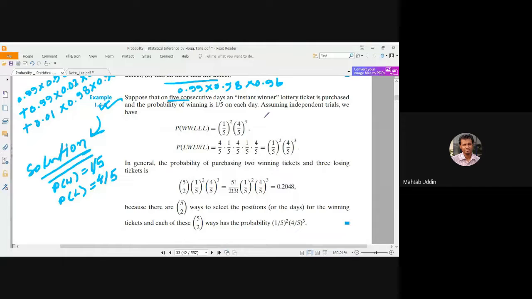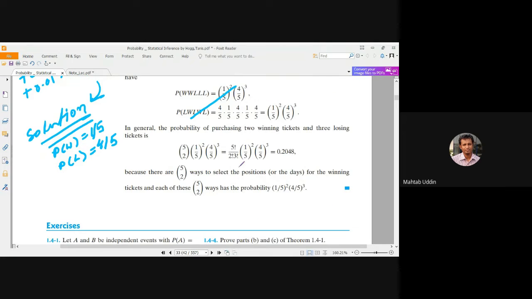Assuming independent trials, we have, these are not actually needed, such questions do not come in exams. In general, what is the probability of purchasing 2 winning tickets? So the probability of 2 winning tickets. If you purchase 2 winning tickets, it is 1 by 5 whole square, right?